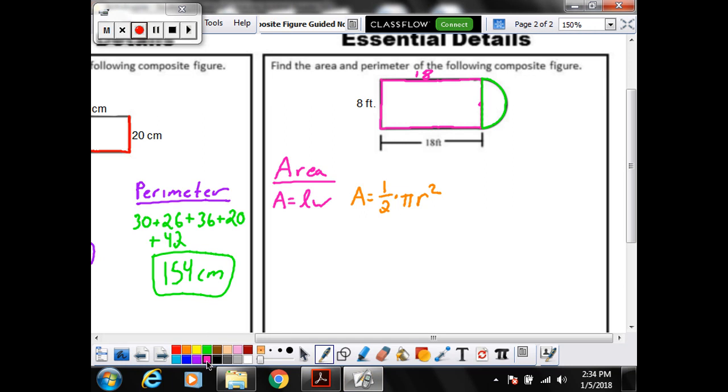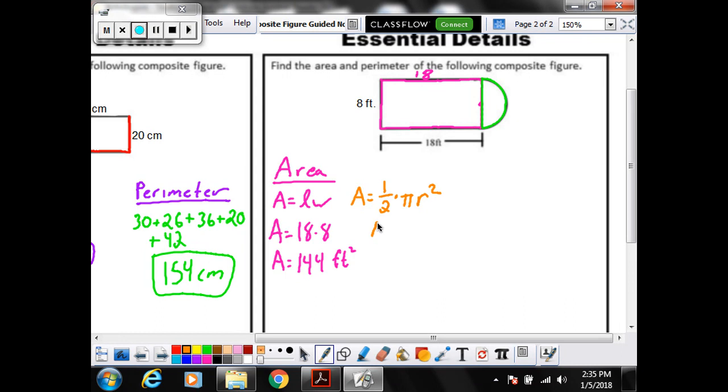So now, filling in our formula, length times width. Our length is 18. Our width is 8. 18 times 8 equals 144. So 144 feet squared.